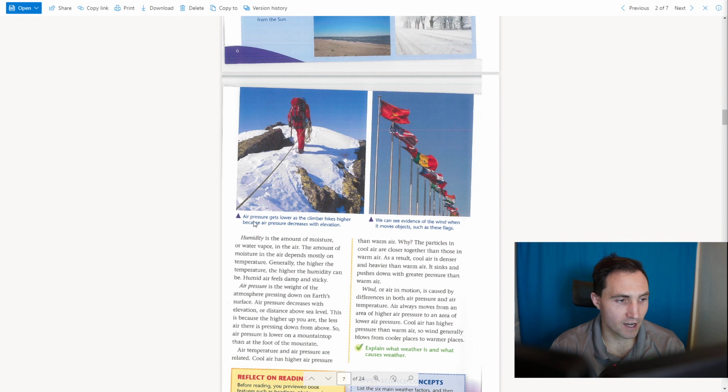Here's a picture talking about how air pressure gets lower as a climber hikes higher on the mountain, because air pressure decreases with elevation. Here's a picture, reading the caption. It says, "We can see evidence of the wind when it moves objects such as flags or tree branches or plants."